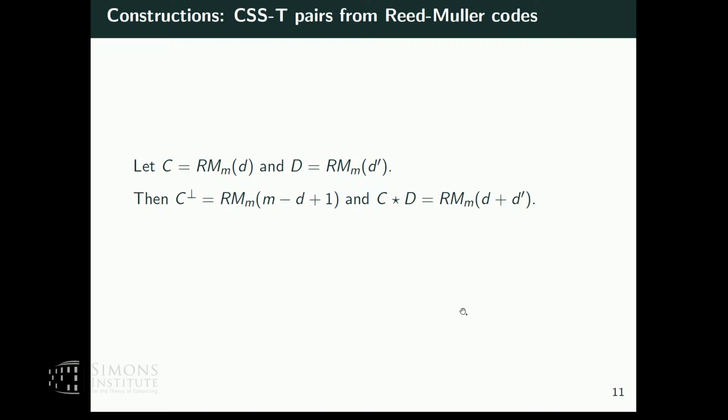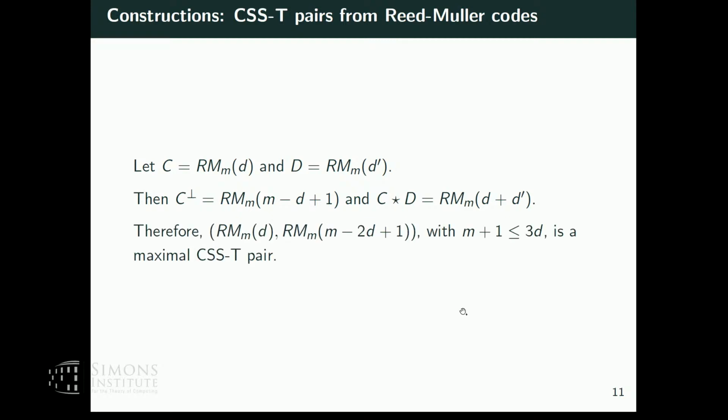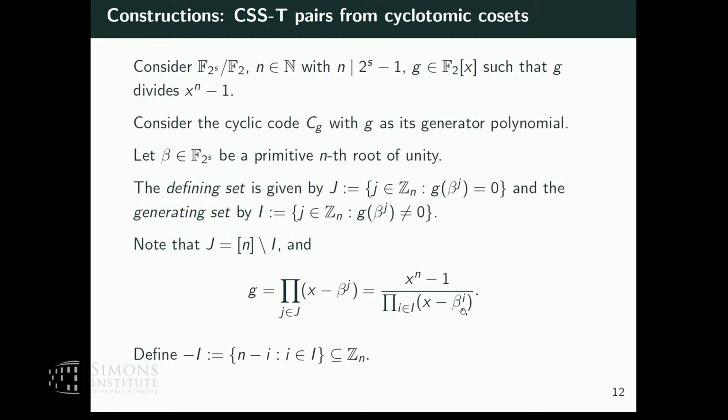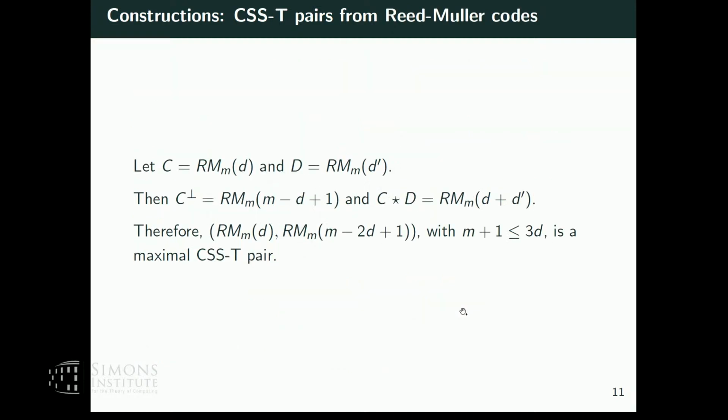Of course, it's easy to compute the star product, and I know people do star products for lots of different reasons these days, showing up here for a different reason perhaps. But that allows us to see when we get another CSS-T pair, and also when we get a maximal CSS-T pair. I think there were some questions from the paper that I mentioned earlier about whether the codes that they found are maximal, and with the tools that we have here, we can answer that question. So Reed-Muller codes are one source of examples where these techniques naturally apply.